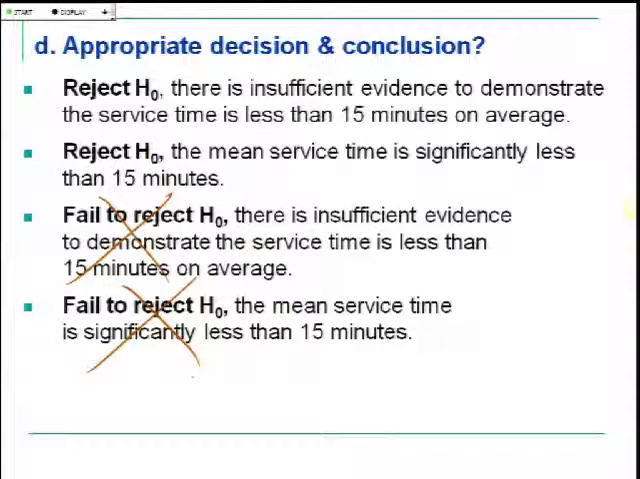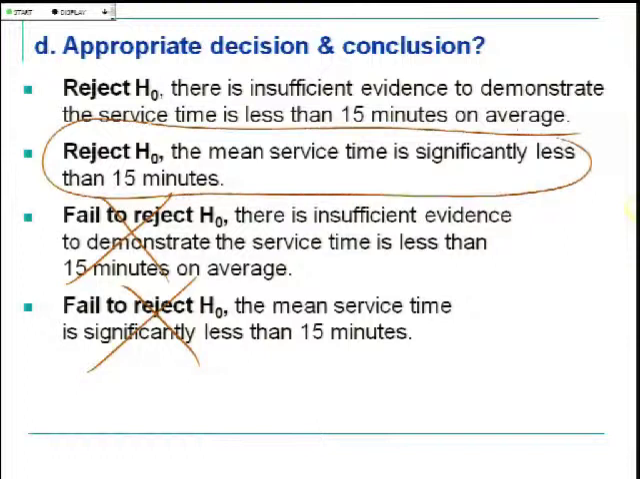And what does that mean? Look at your HA. It means that the sample mean of 14 that we got was significantly less than 15. We have evidence to say that the population mean service time is less than 15 because our sample mean service time was significantly, 2 standard errors, below 15, and that was significant. Good.